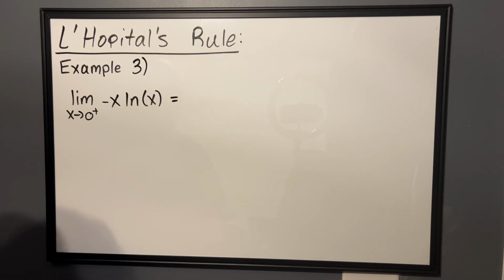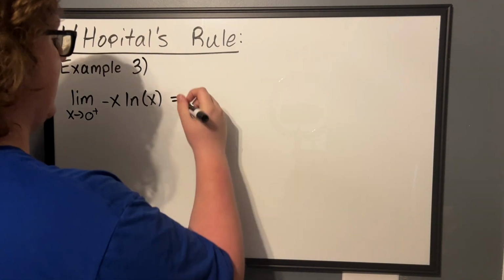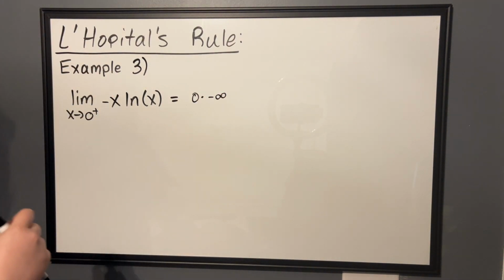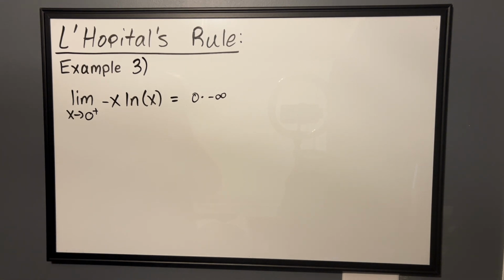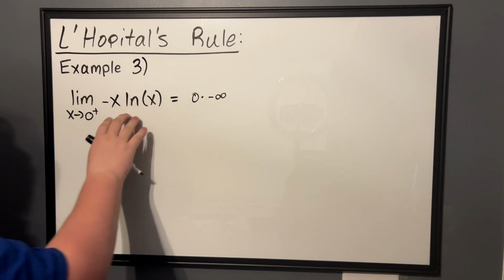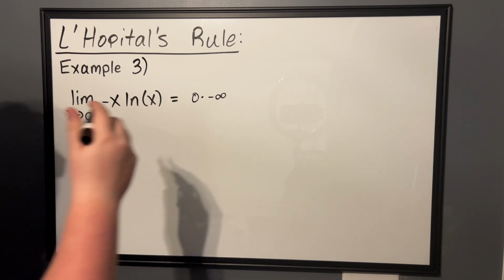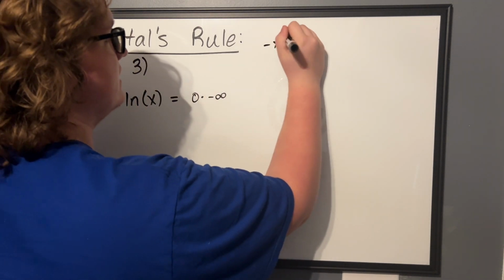Okay, so here we have example number 3. This is the limit as x goes to 0 from the positive direction of negative x ln x. Now what we want to notice here is if we plug in 0 from the positive direction, we're going to get a 0 multiplied by a negative infinity. So this is not a form that we're really familiar with yet. We're not sure how to do this, but we can actually manipulate this to get it in the form of infinity over infinity.